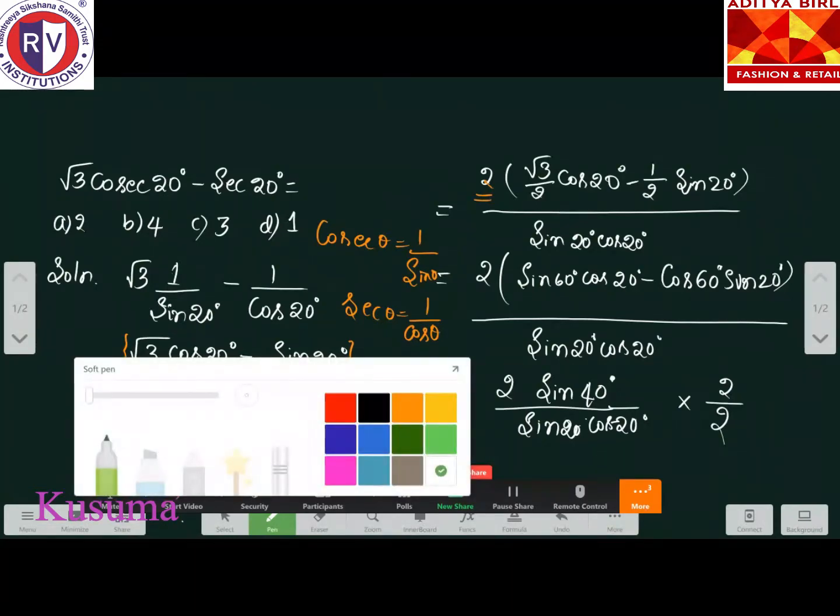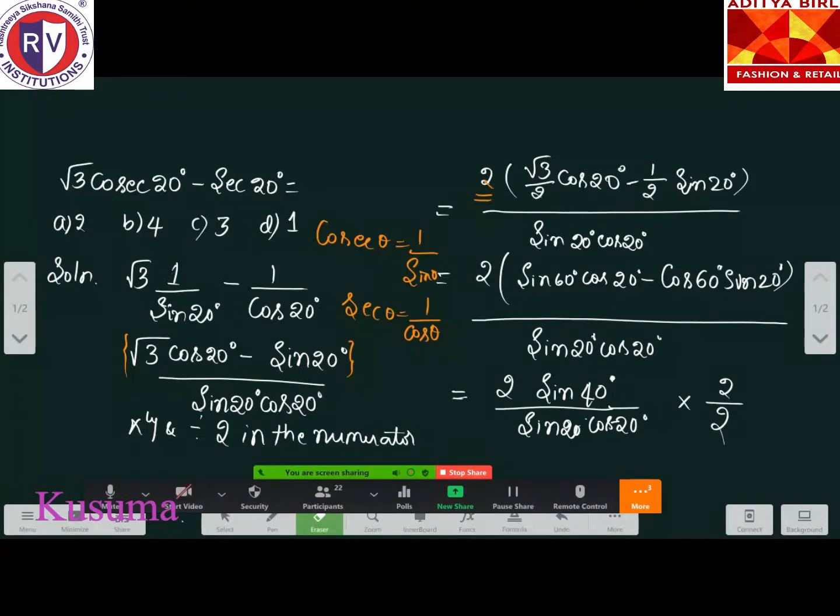Now root 3 by 2 is nothing but sine 60 degree and 1 by 2 is nothing but cos 60 degree. Now after replacing root 3 by 2 by sine 60 degree and 1 by 2 by cos 60 degree, this entire term is of the form sine A cos B minus cos A sine B.